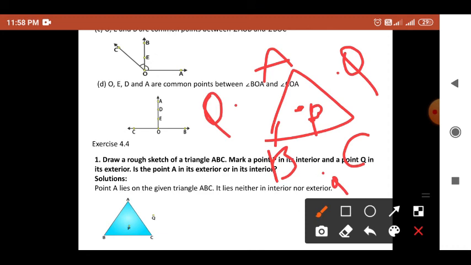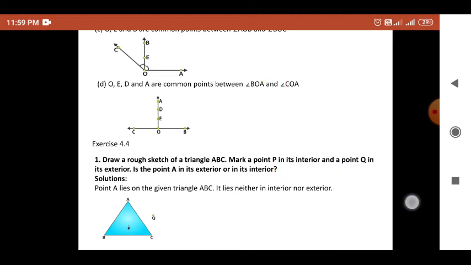Is point A in its exterior or in its interior? Point A lies on the given triangle ABC. It lies neither in the interior nor in the exterior.